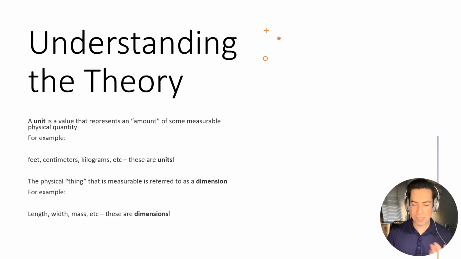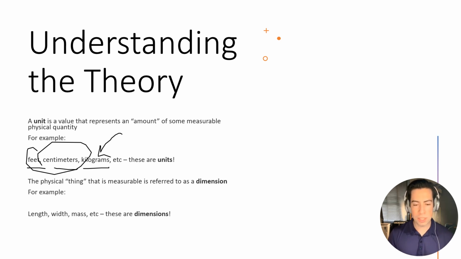Now let's understand what is a unit and what the heck is a dimension. So a unit is just a value that represents the amount of some physical quantity, right? So if I have feet or centimeters or kilograms, well, really feet and centimeters are measuring the same thing, like length or width. Kilograms is measuring mass, so they relate to some dimension.